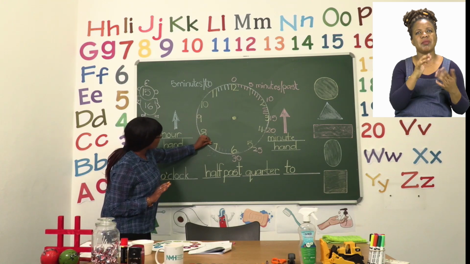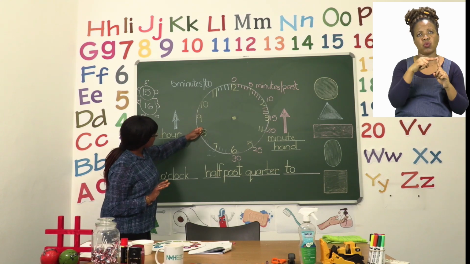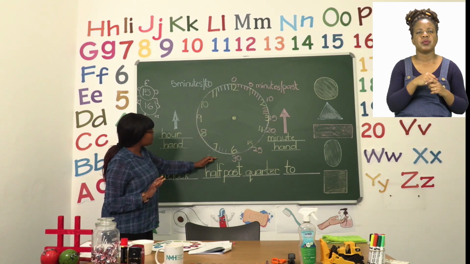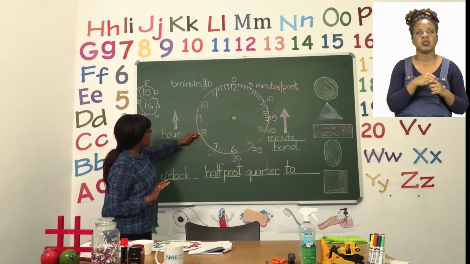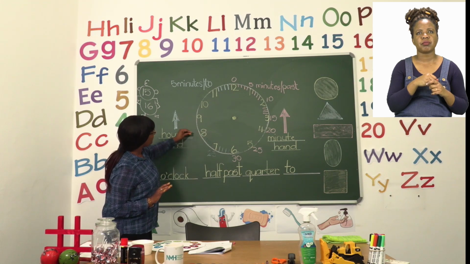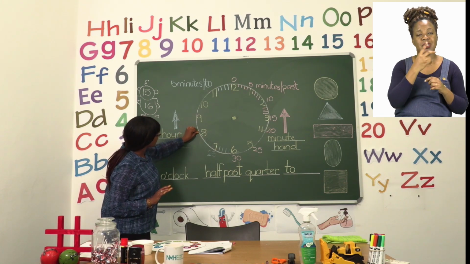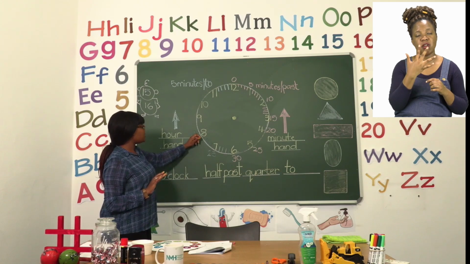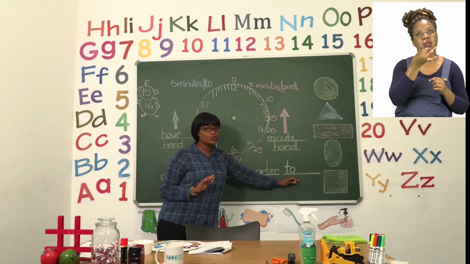And then we keep going. 1, 2, 3, 4, 5. So this 25, and we are counting going up now. So our 25 becomes 20. And then we say 20 minutes to.